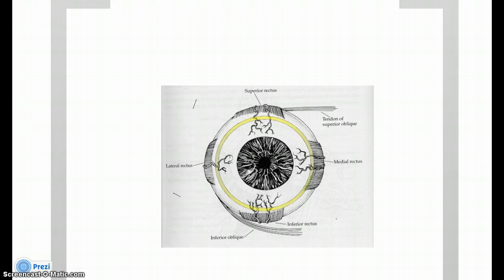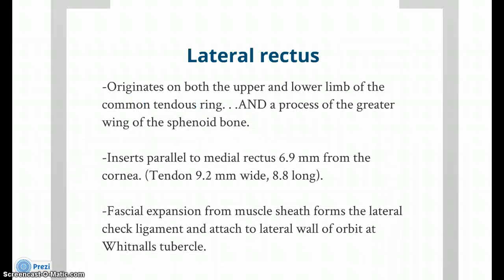So in this picture, you see the medial rectus on the right side of your screen, where it connects on the eye, also with the other muscles we will cover. The lateral rectus originates on both upper and lower limb of the common tendinous ring, and the process of the greater wing of the sphenoid bone, which is one of the main bones of the skull that we look into when we look at possible problems with the eye or neurological symptoms.